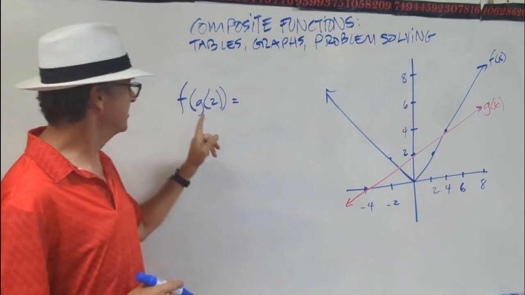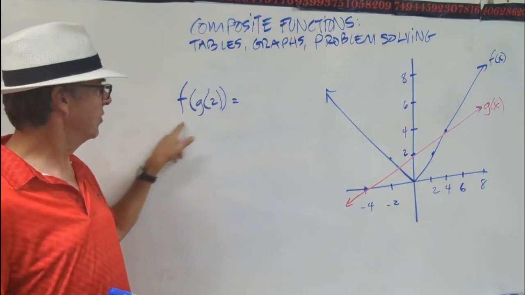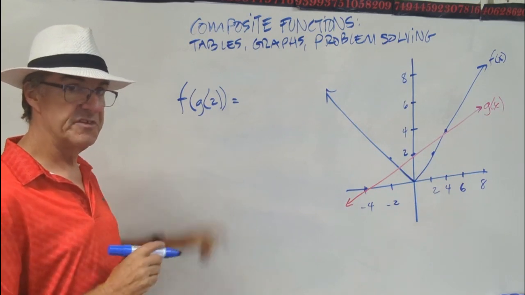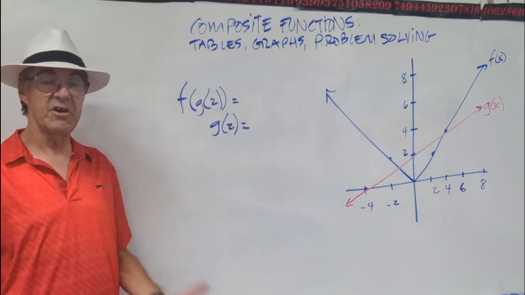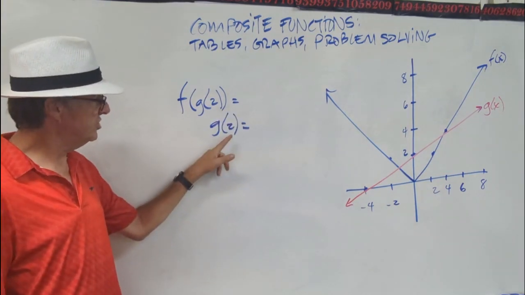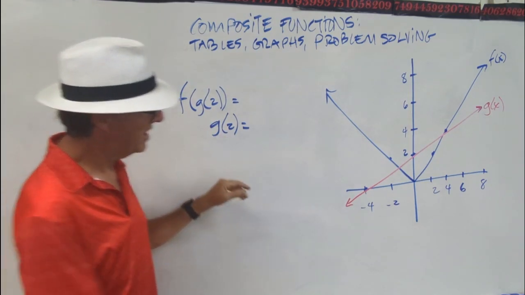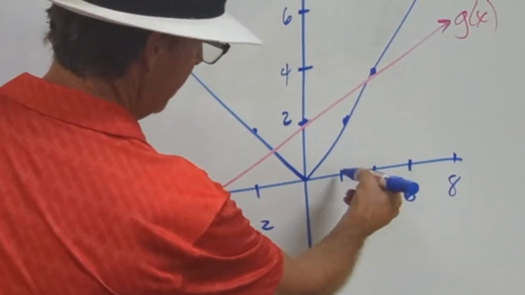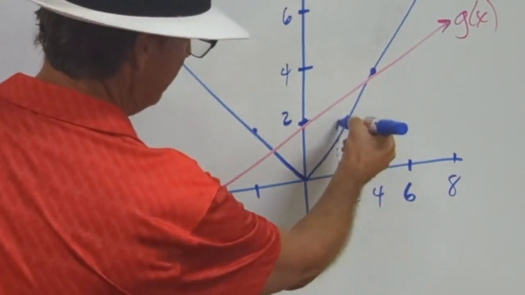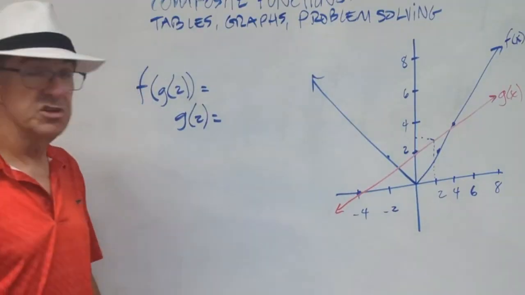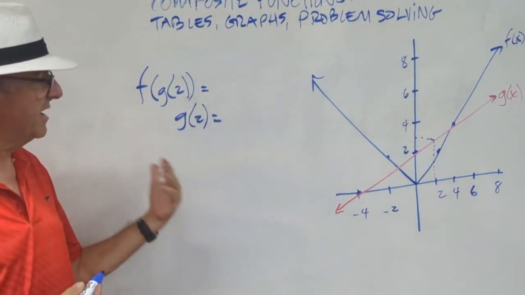So the first question is, what is f of g of 2? What is the result of this composite function? If you're feeling bold, pause the video now and see what you get. Okay, let's see what you get. So g of 2, let me take a look at my graph. I'm going to go to 2 for the x value, that's here, and I'm going to go up to the g line, and I get that. So g of 2 is 3, according to my hand graph.